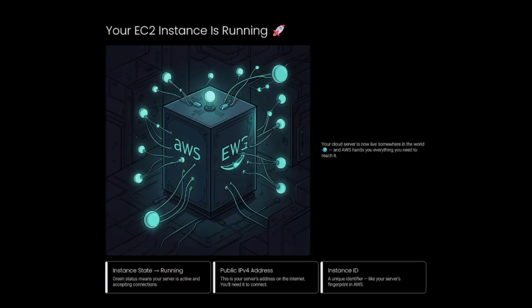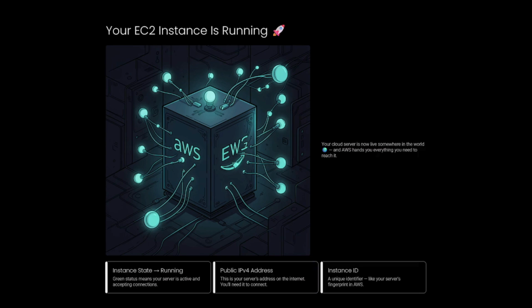Now, after launching an EC2 instance, AWS changes the instance state from pending to running. This means your cloud server is officially live. AWS also provides two very important things. First is the public IP address. This works like your server's internet address. Using this IP, your laptop can locate and connect to the server remotely.